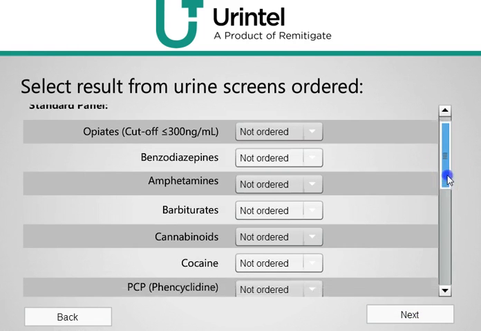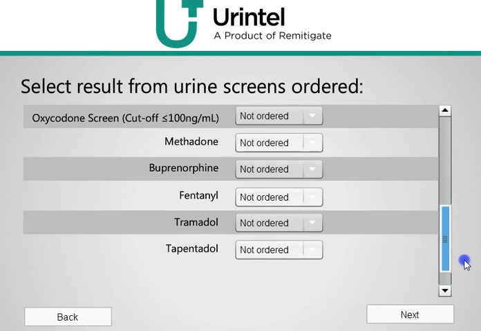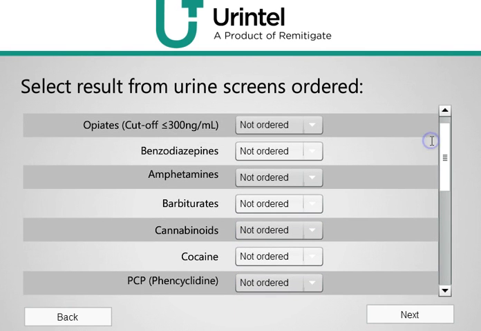On the next screen, you are given a standard panel at the top, which includes the substances that are most often tested for by immunoassay in a standard panel. And then below that, there are optional add-ons. So for example, the oxycodone screen, which is more specific for oxycodone than opiates in general. Methadone, which may or may not be included in your typical panel. And then the last four, which are rarely included in typical panels by immunoassay, and that includes buprenorphine, fentanyl, tramadol, and tapentadol.